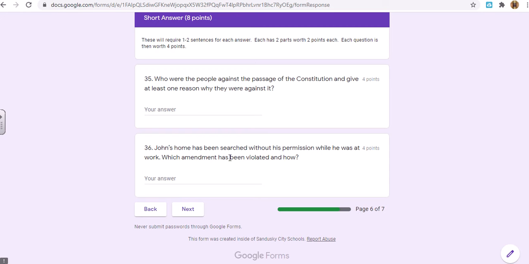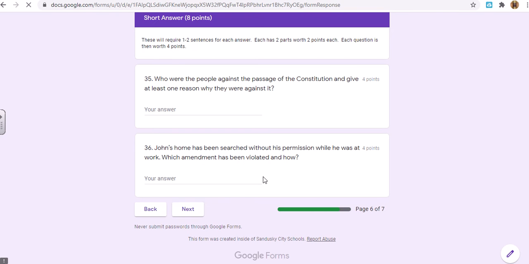John's home has been searched without his permission while he was at work. Which amendment has been violated and how? The Fourth Amendment has been violated because they didn't say anything here about a search warrant, and they certainly didn't have his permission. You can actually search someone's home when they're not home if there's a search warrant made with probable cause, but I didn't mention anything about that here. You guys did better on that one. But again, I think that one you were able to Google and kind of come up with close to the right answer.